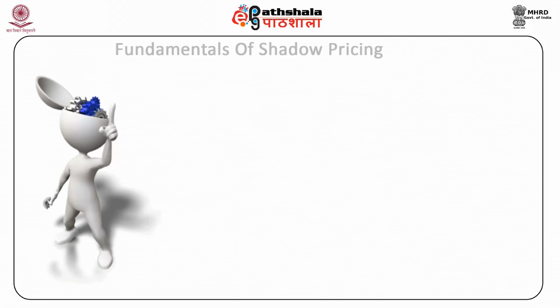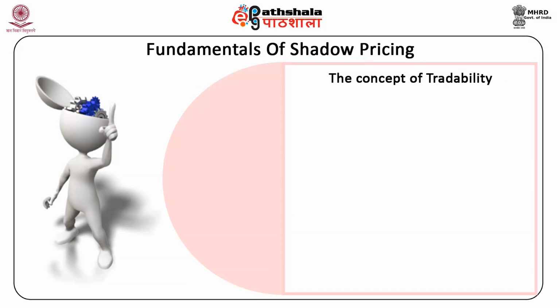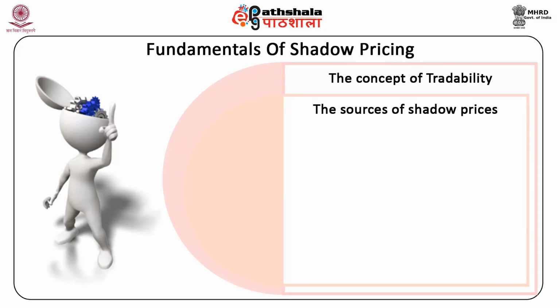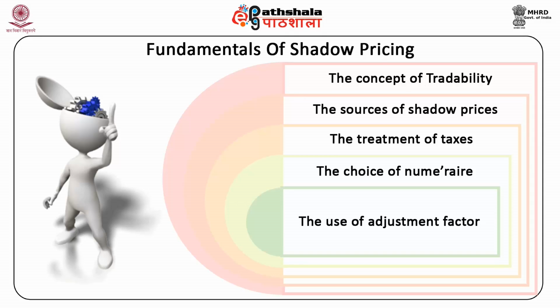The second step of the approach requires the measurement of net benefits in terms of shadow prices. That is why the basic concepts and issues relating to shadow prices should be discussed so as to calculate the same for the specific resources under the UNIDO approach. The major issues are the following: the concept of tradability, the sources of shadow prices, the treatment of taxes, the choice of numeraire, and the use of adjustment factor.